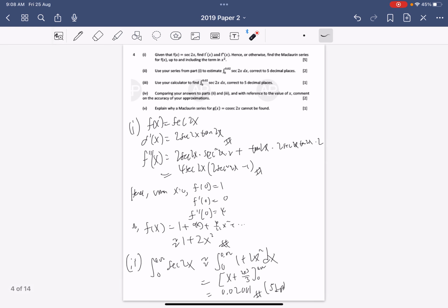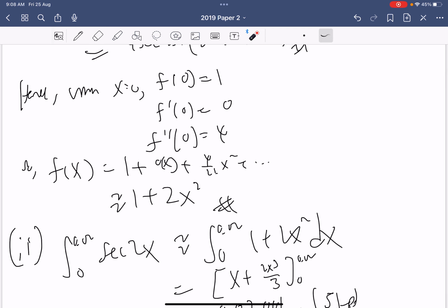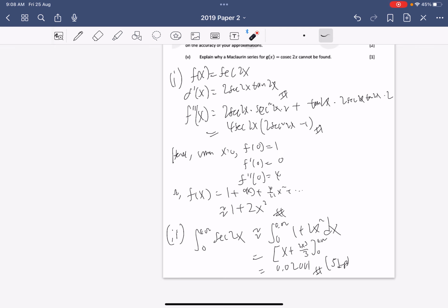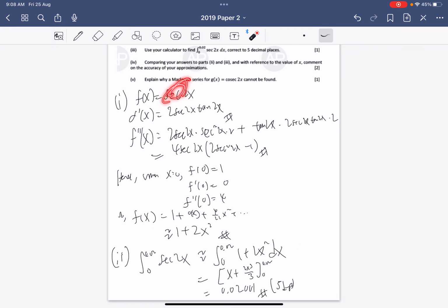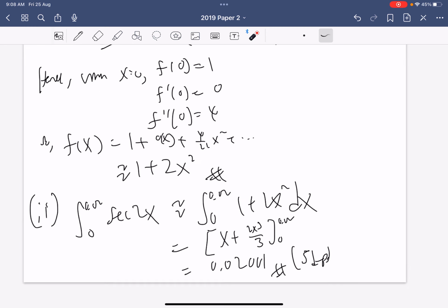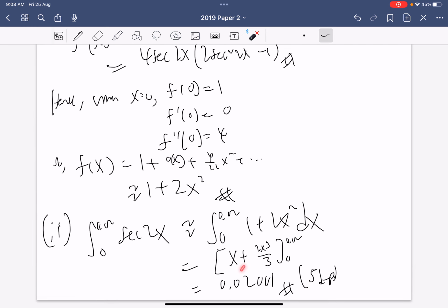So, for the second part, we have to use the series now to approximate this integral. We know that secant 2x is close to this function, so we substitute that in and integrate this power series, which is easier. When we integrate it, it's just x plus 2x cubed over 3. Then you just sub in the values and evaluate it. So you get 0.02220015 to 5 dp.